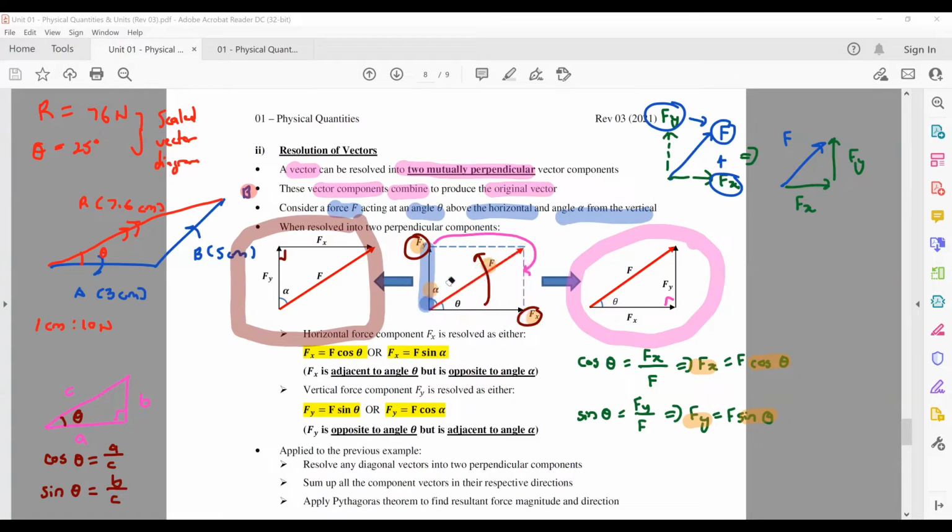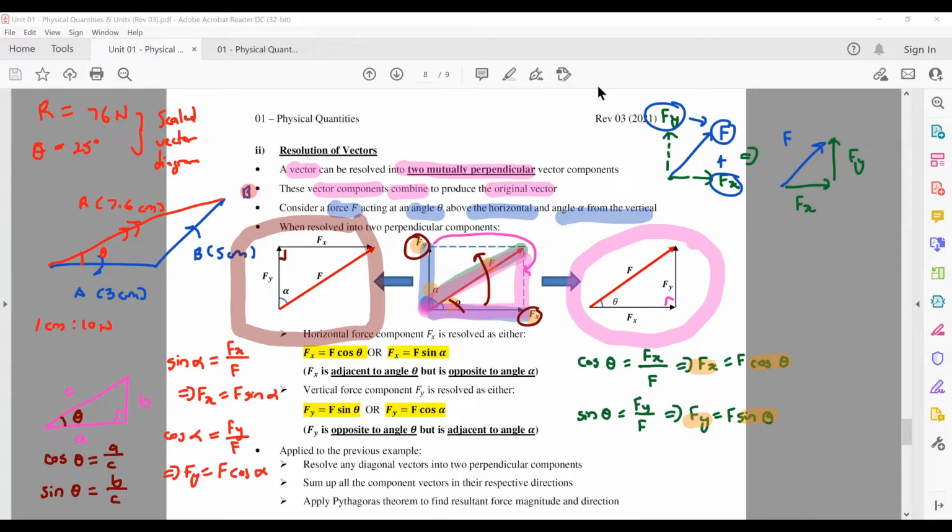So if you want to find out what the relation is now, you do the same thing as before. This time you will say something like this. You will say that sine alpha is Fx over F, giving you Fx is F sine alpha, whereas cos alpha is Fy over F, giving you Fy is F cos alpha.